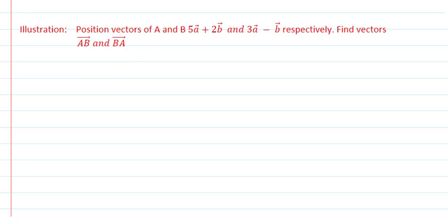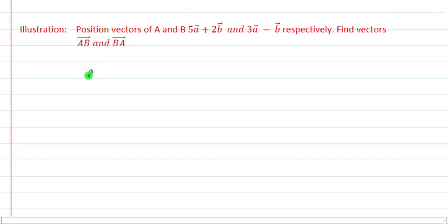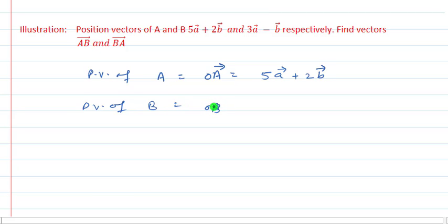So let me start the solution by writing the position vector of A is equal to, as I told you, we can express it in terms of OA, which is given to us as 5a vector plus 2b vector. This is given to us. And the position vector of B, we can represent as OB equal to 3a minus b. Now, as we know, vector AB is equal to the position vector of B minus the position vector of A, meaning the position vector of the terminal point minus the position vector of the initial point, or OB vector minus OA vector.